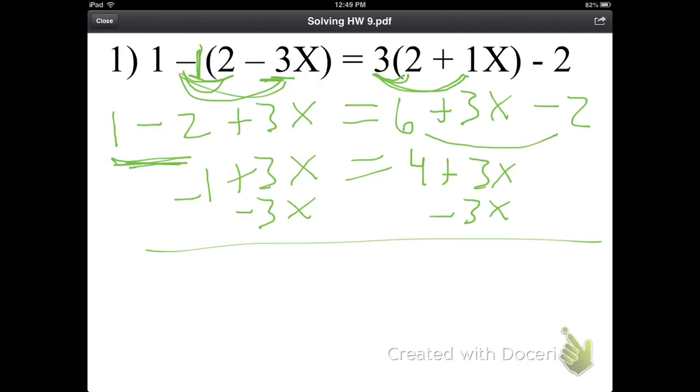And if you notice, here on the left side we have negative 1. 3x minus 3x on the left is 0x. There are no more x's on the left, and there are no x's on the right. We just have the 4. And we're left with this part.